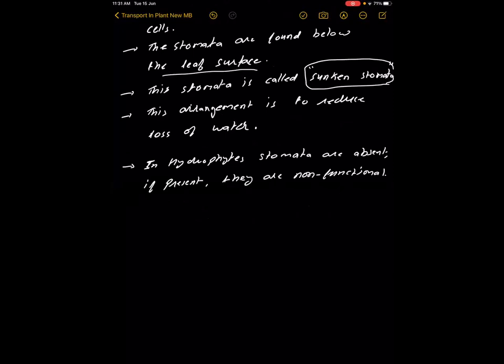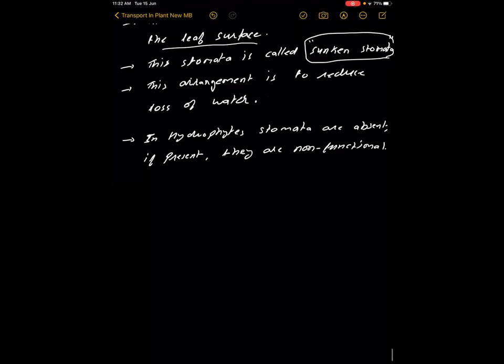So hydrophytes have no stomata, but if they are present, like in Potamogeton, they are non-functional. It means there is no mechanism of opening and closing. If it is present but not working, it is almost absent. So Potamogeton has stomata, but not functional. Overall there is no importance of stomata in hydrophytes, but in mesophytes they are completely developed.